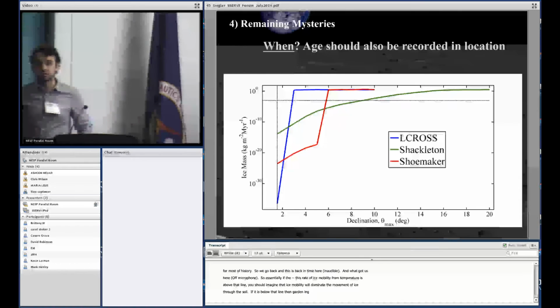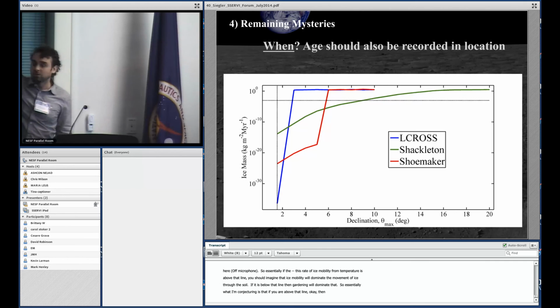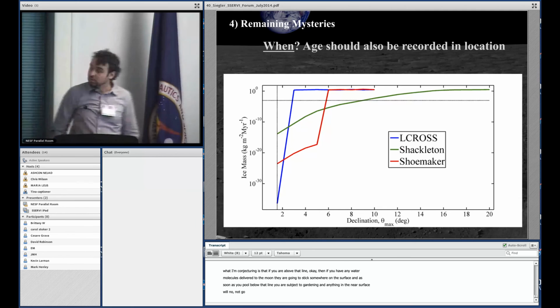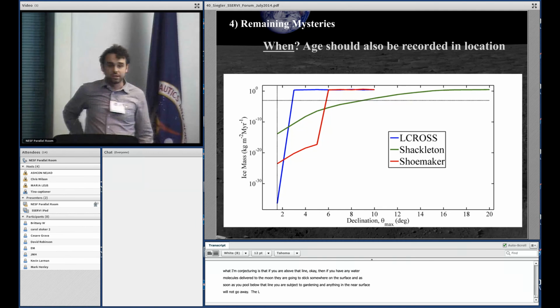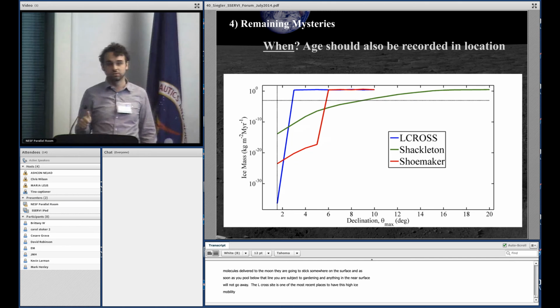And so essentially, what I'm conjecturing is that if you're above that line, then if you have any water molecules delivered to the moon, they're going to stick somewhere in the near surface. And then as soon as you cool below that line, you're subject to gardening, and anything in the near surface would go away. And so what's interesting here is that the LCROSS site is one of the most recent places to have this high ice mobility and then have gone into this deep cold freeze.